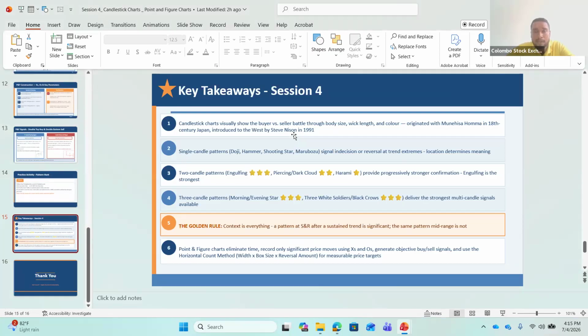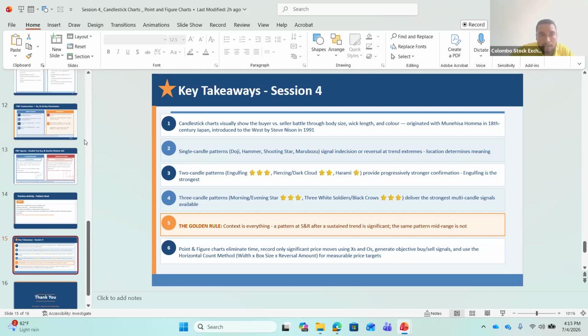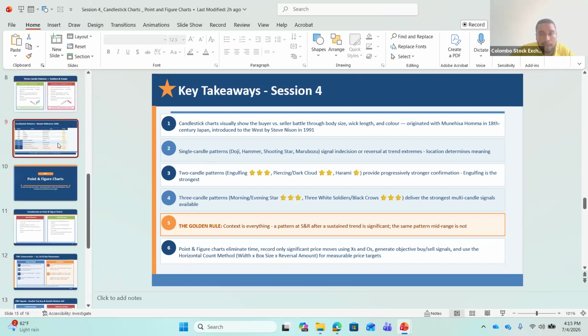I will discuss support and resistance in my 5th slide, so we'll discuss that too. Here we have learned candlestick charts, point and figure charts, and candlestick patterns. Out of all of this, what's important is the candlestick charts and the candlestick patterns. The line charts, the bar charts, the OHLC, and the point and figure charts are not that important. You have to look at the candlestick charts and the candlestick patterns, and out of the candlestick patterns also there are important ones. That's why I have rated them here.